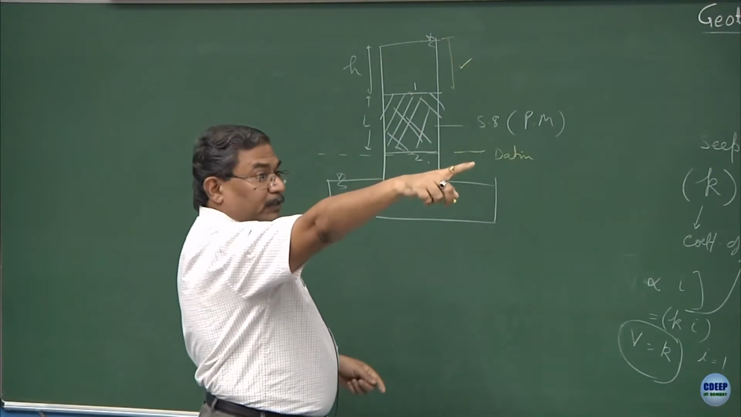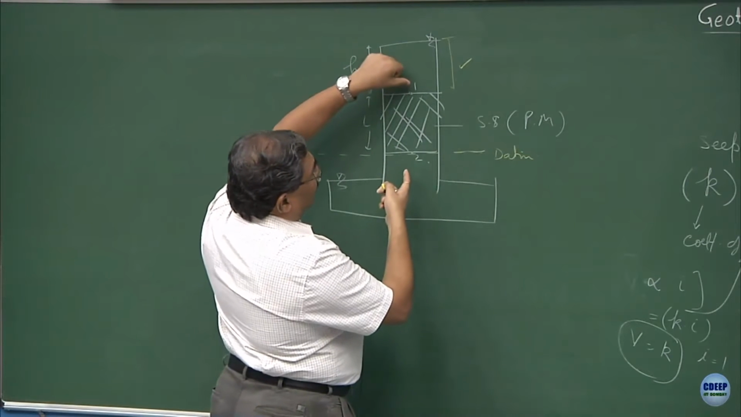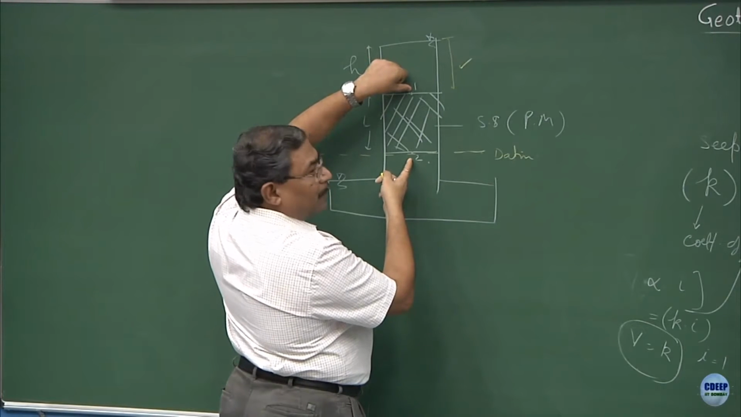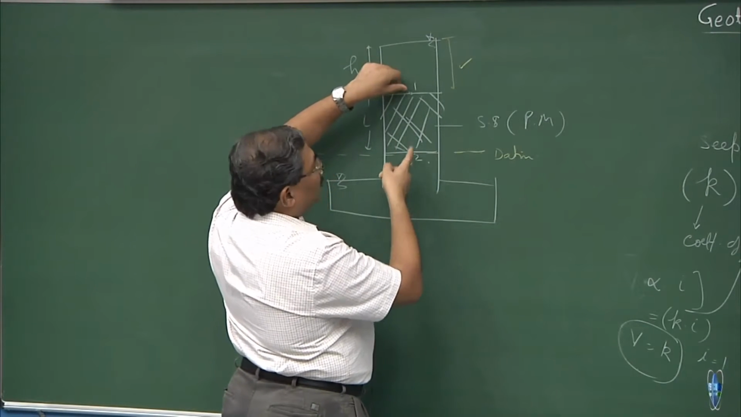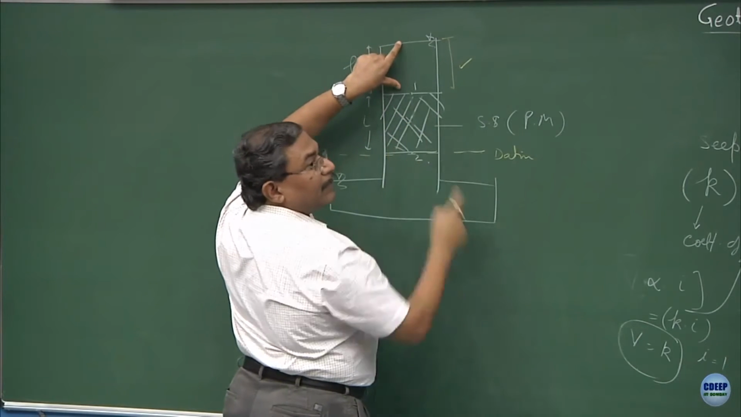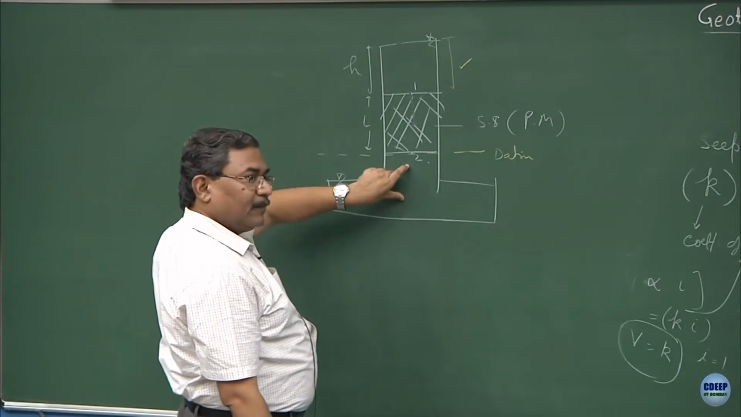Coming back to your question, the head across this and this is L plus H, the gradient is L plus H upon L, which is going to cause the flow into the sample, otherwise this is free discharge. This is also free discharge, agreed? Is this part clear?